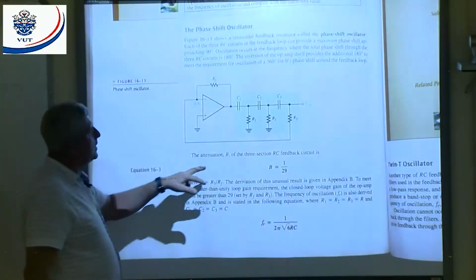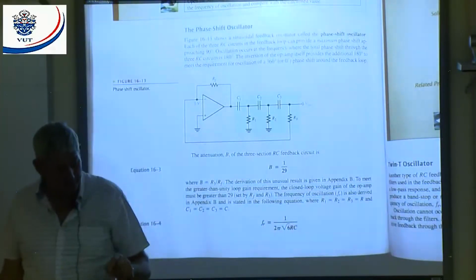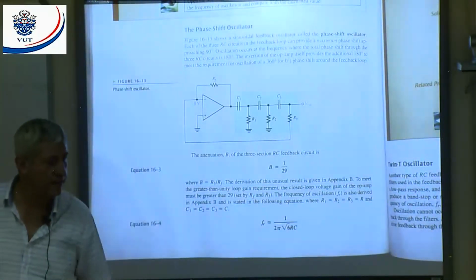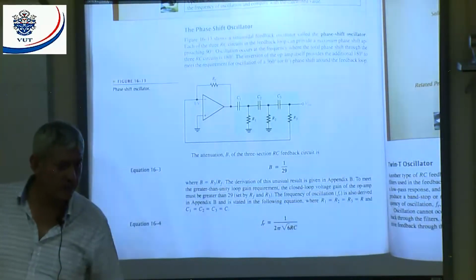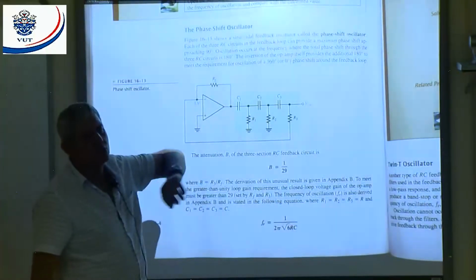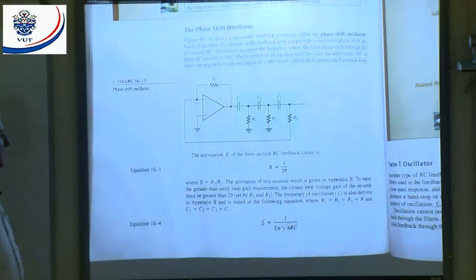Here they tell us the attenuation for that circuit is 1 upon 29. In the case of the Wien bridge, it's 1 upon 3. Here it's 1 upon 29. That means the gain of my amplifier should be what? 29, to make the closed loop gain 1.